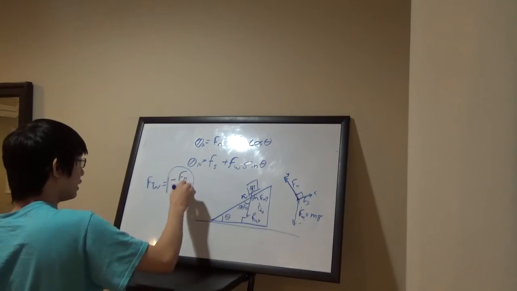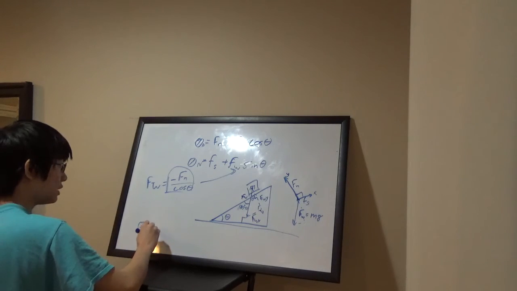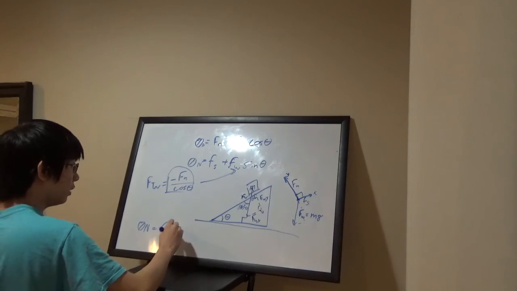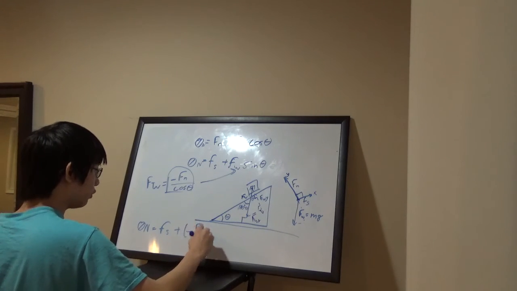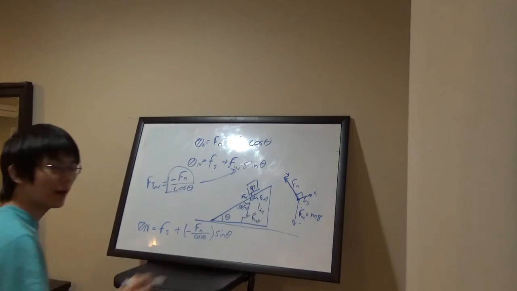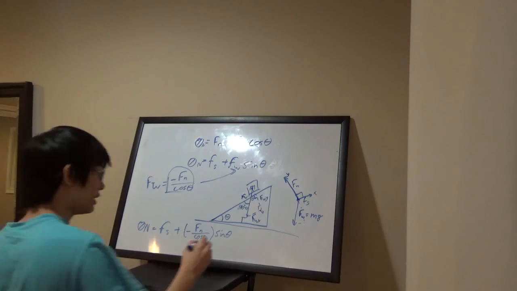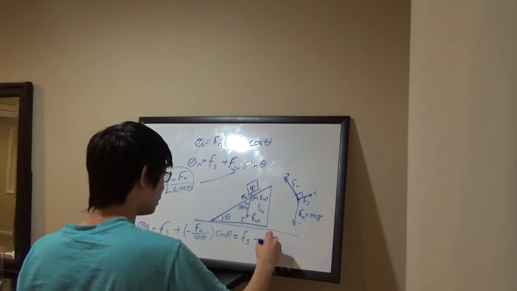So let's plug this value into here, and what do we get? Well, we get 0 newtons is equal to Fs plus negative Fn over cosine theta multiplied by sine theta. We know sine theta over cosine theta is tan theta, so this is equal to Fs minus Fn tan theta.